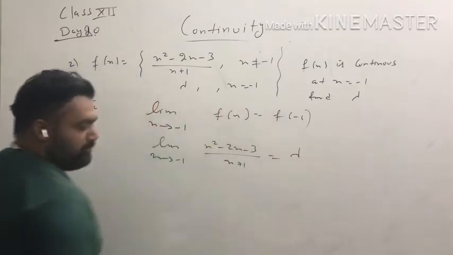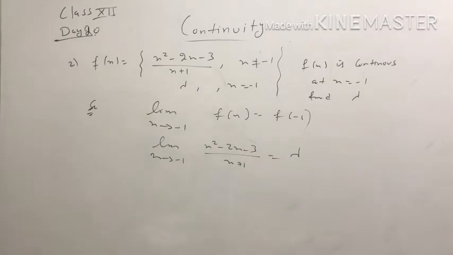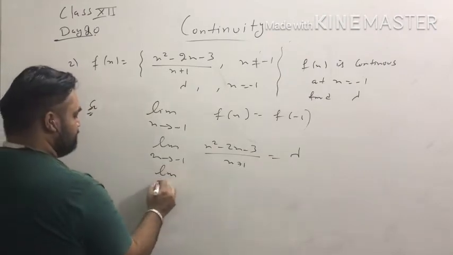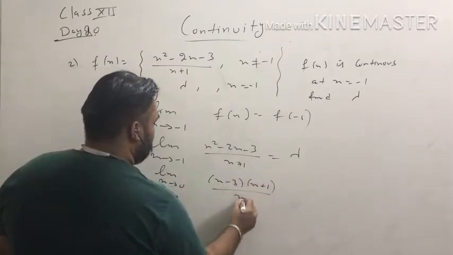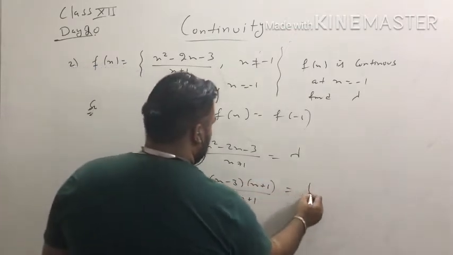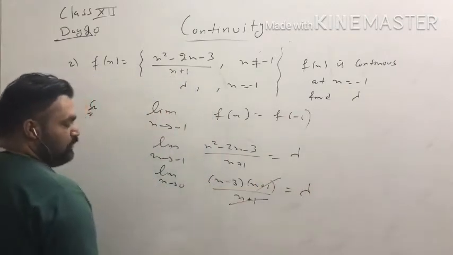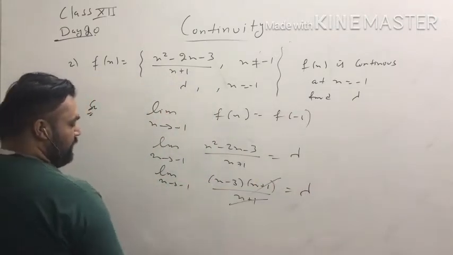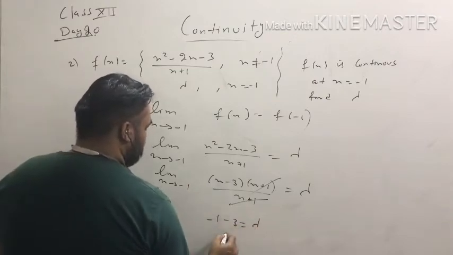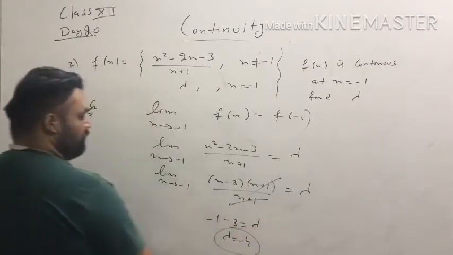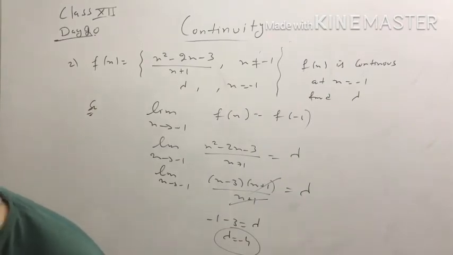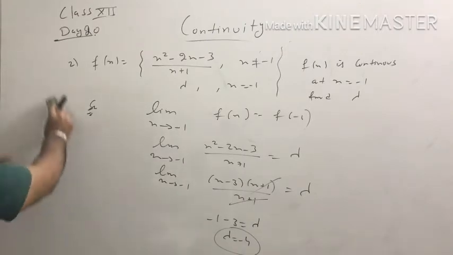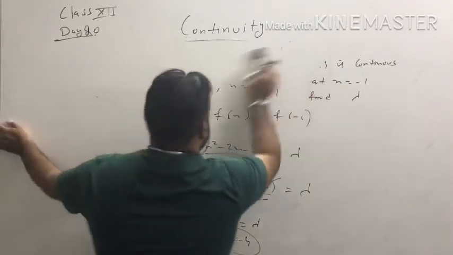which is lambda. Now the factors of the numerator are (x minus 3)(x plus 1) upon (x plus 1) equals to lambda. These terms cancel out. Put the value of x equals to minus 1. Minus 1 minus 3 equals to lambda. Lambda equals to minus 4. So this is a second example when we have to find the constant value. Now we shift to the third question. What is the third question?